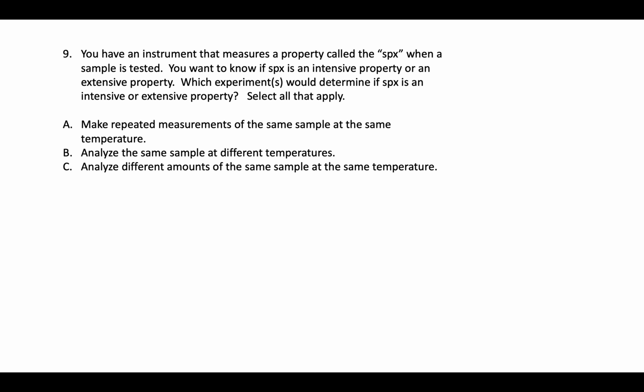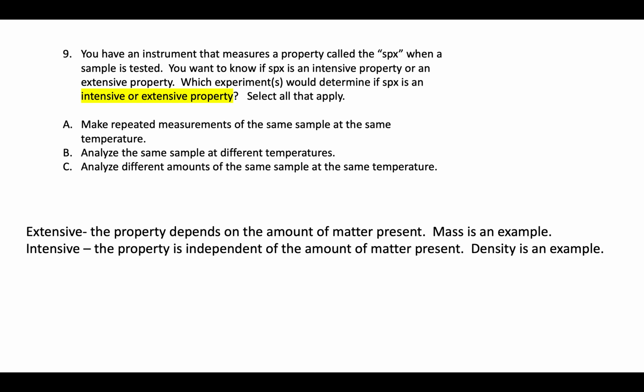This would be one where, before reading the choices, I'm going to think, well, what are those intensive and extensive properties telling me? So extensive depends on the amount of matter that's present. The mass is an example. When you have more matter there, the mass is larger. Intensive is independent of the amount of matter that would be present. The density would be an example of that.